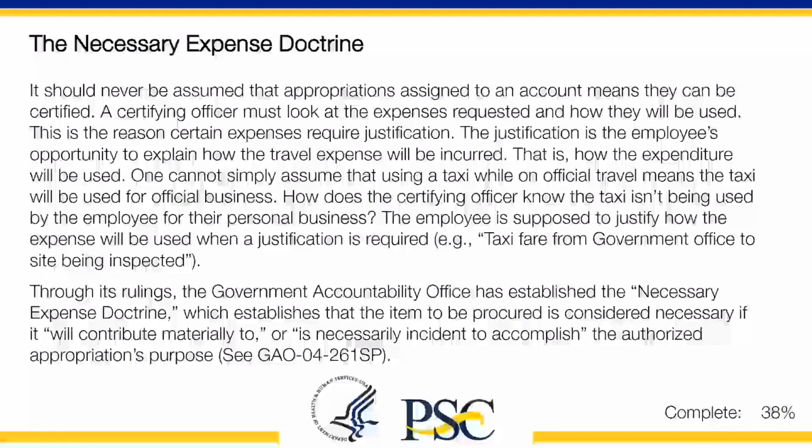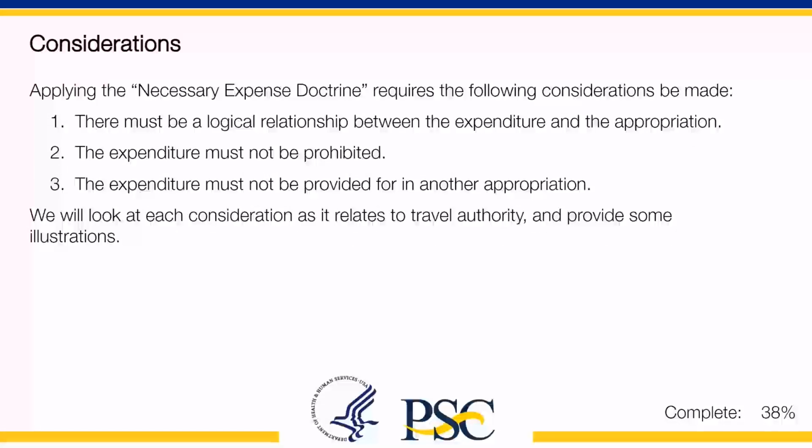Through its rulings, the Government Accountability Office has established the necessary expense doctrine, which establishes that the item to be procured is considered necessary if it will contribute materially to, or is necessarily incident to accomplish the authorized appropriations purpose. GAO-04-261SP. Applying the necessary expense doctrine requires the following considerations be made. 1. There must be a logical relationship between the expenditure and the appropriation. 2. The expenditure must not be prohibited. 3. The expenditure must not be provided for in another appropriation. We will look at each consideration as it relates to travel authority, and provide some illustrations.